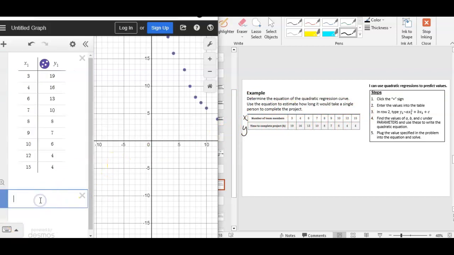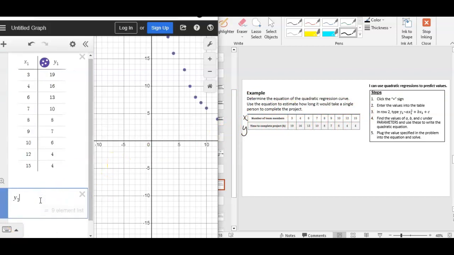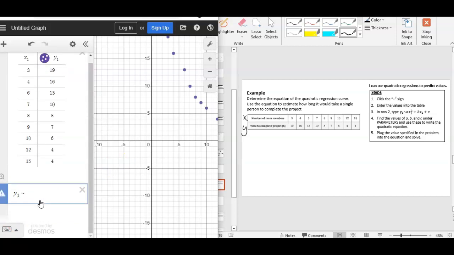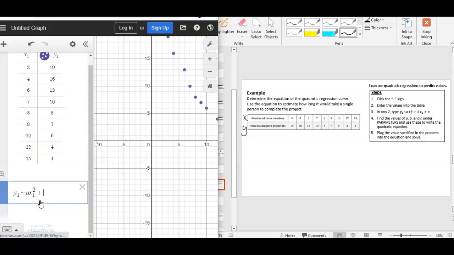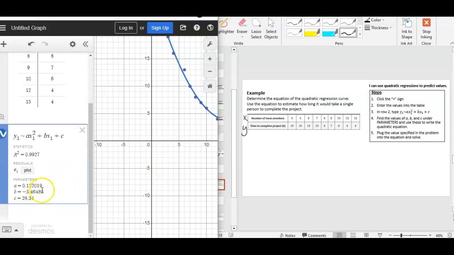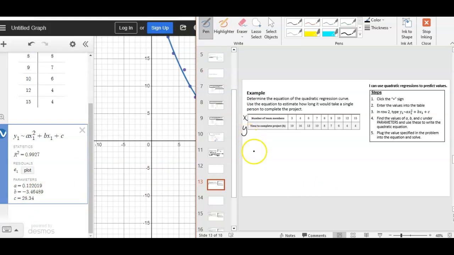Okay, so now that we have all these values entered, we're going to go ahead and go to row 2 and tell it to approximate a quadratic. So y1 is approximately ax1 squared plus bx1 plus c. Okay, so now we're going to scroll down to parameters, where it will give us the coefficients of our variables. So we have y equals 0.122x squared minus 3.46x and then plus 28.34.